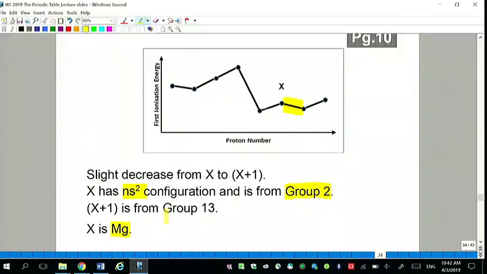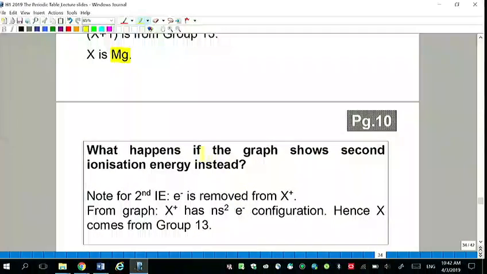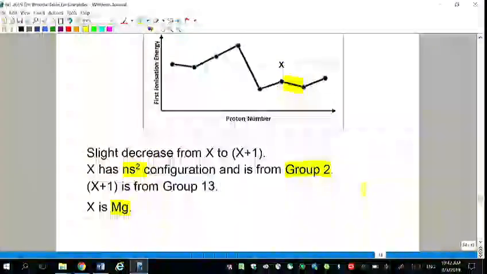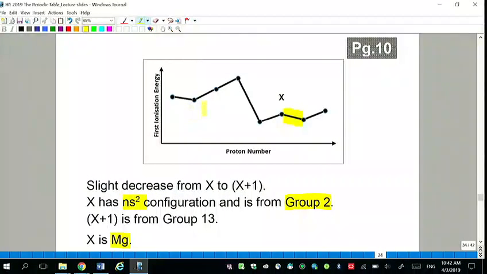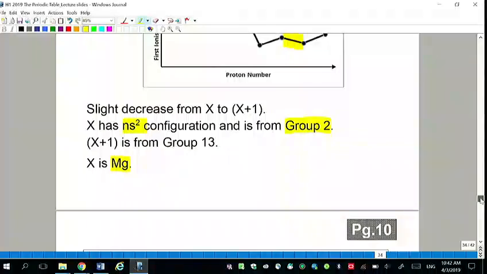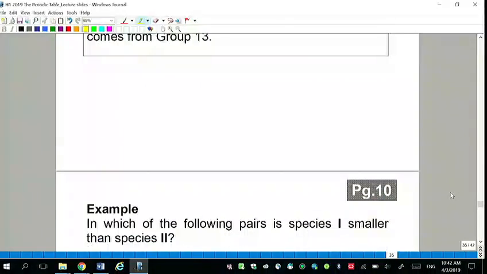Are you able to get magnesium? I think most of you are able to get it, right? There shouldn't be any issue. Now over here, it's just an extension question. If the graph shows second ionization energy, the electron is actually removed from an X plus. So effectively your X would be aluminium, and the graph will shift to the right. So your X will be aluminium if it is a second IE. I don't want to focus too much on this because your syllabus is usually for first IE.